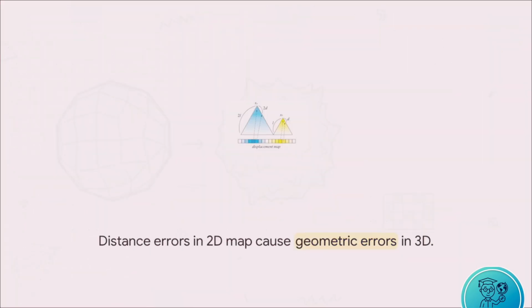But of course, there's a catch. If you just use the raw curvature, you get visual glitches. Why? Because the exact same distance error in a 2D texture map can result in vastly different amounts of actual 3D geometric error when rendered out.